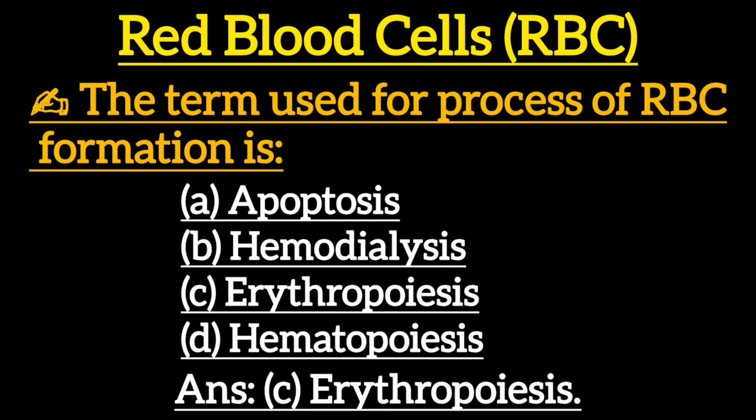Next one is the term used for process of RBC formation is option A apoptosis, option B hemodialysis, option C erythropoiesis, option D hematopoiesis. Correct answer is option C erythropoiesis.